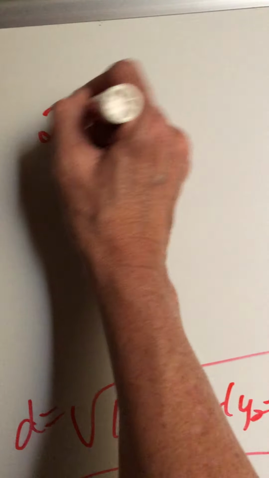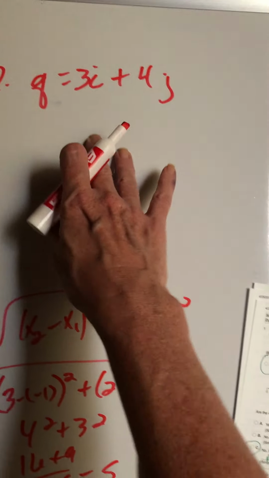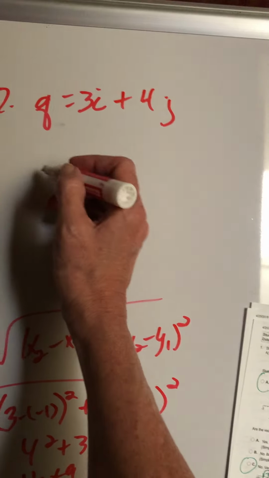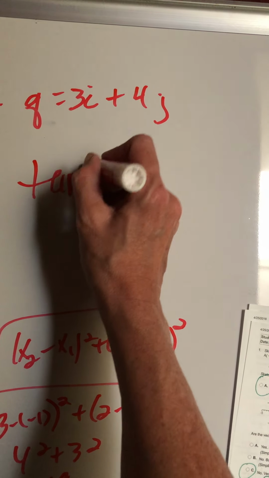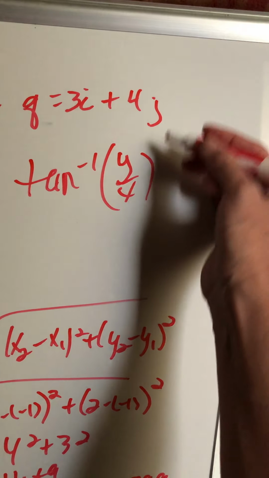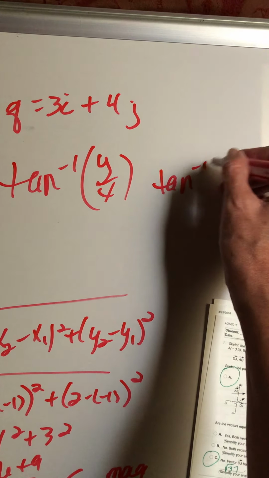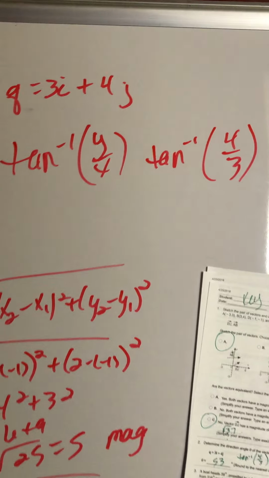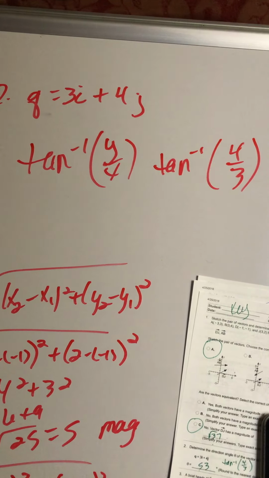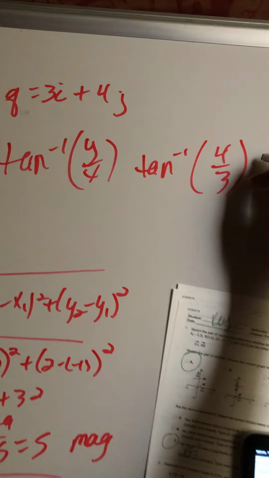Then on number 2, you've got to take Q equals 3i plus 4j, which is in linear notation, and you want to find the direction angle. So the direction angle is where you do the inverse tangent of y over x. It's the second one over the first one, or j over i. So you do inverse tangent of 4 over 3. Type that in your calculator, inverse tangent of 4 over 3, and you get about 53.